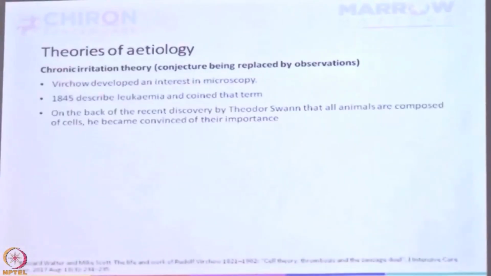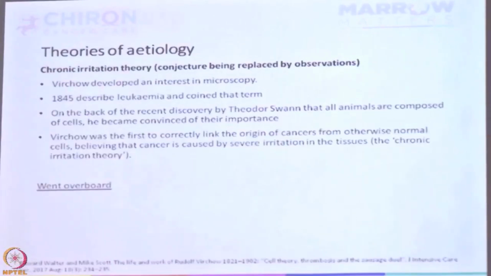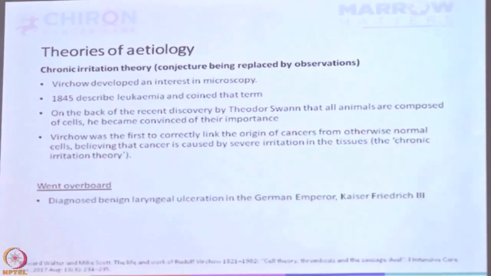And then more and more theories came up. Somebody thought chronic irritation, which is correct in some patients, etc. And Virchow was amazing, he thought that cancer comes from normal cells, and irritation of the cell turns it malignant. But he was overconfident. His king had a laryngeal ulcer. He thought this is benign, we do not need to operate.